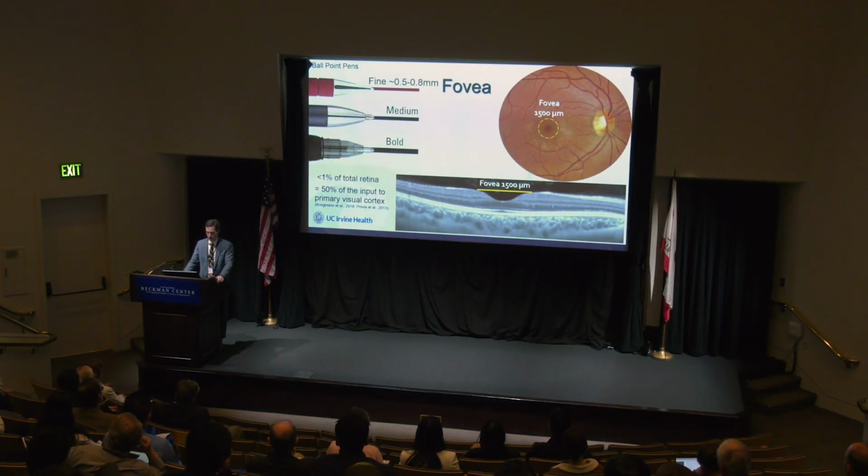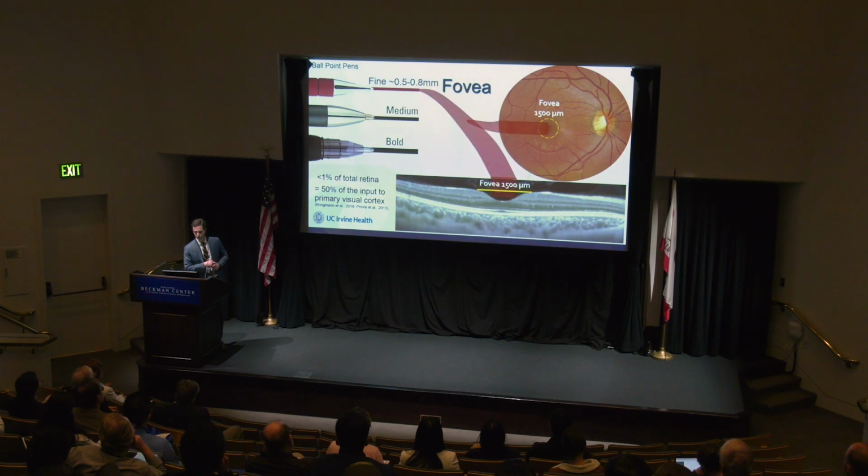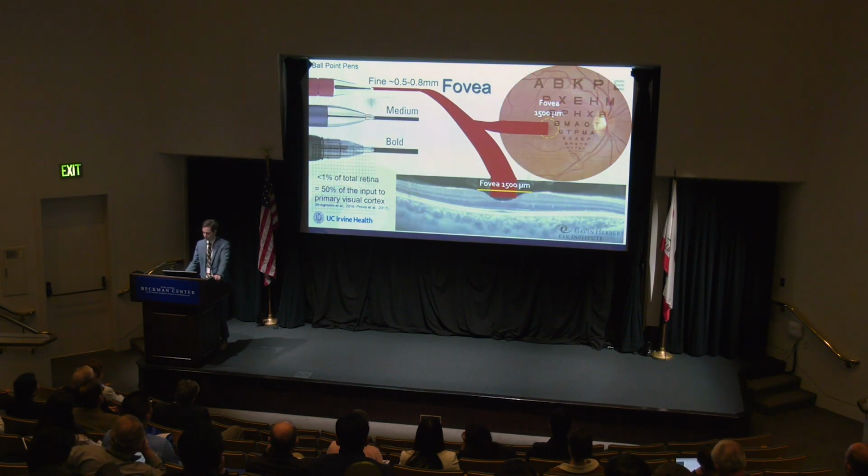If you want to have a scale idea of how big this fovea is, a fine ballpoint pen is about 0.5 to 0.8 millimeters in diameter. And if you draw that onto the fovea, it covers almost the whole fovea. So it's a really, really tiny piece of tissue in our body that's responsible for our visual acuity as well as a lot of our color vision.